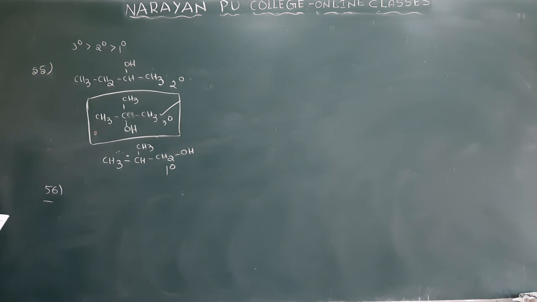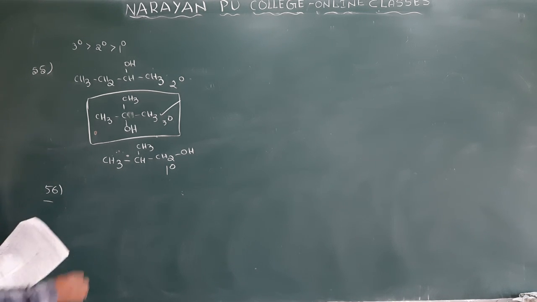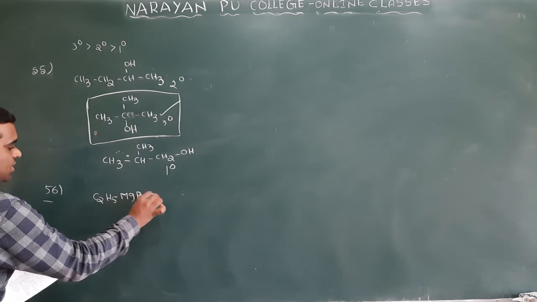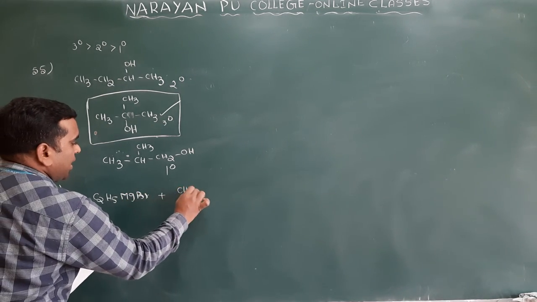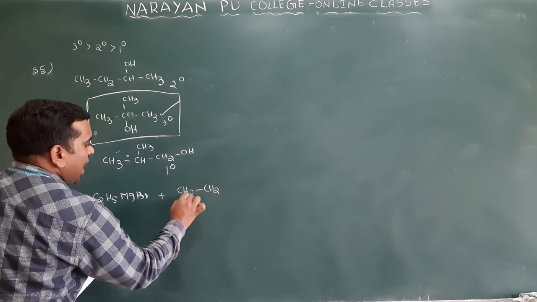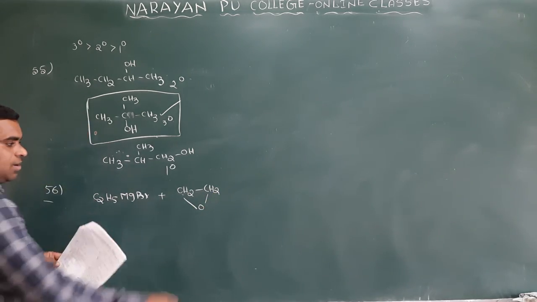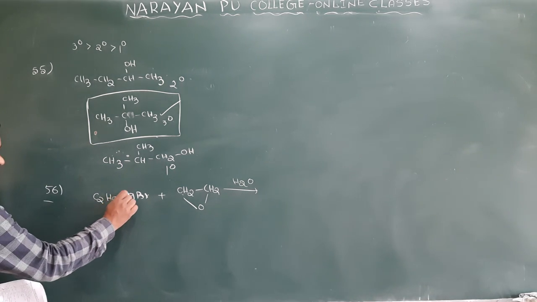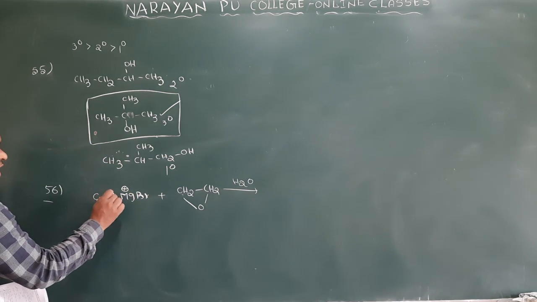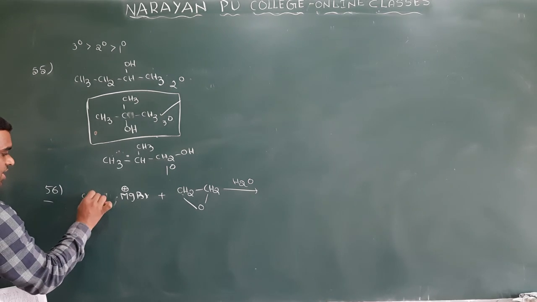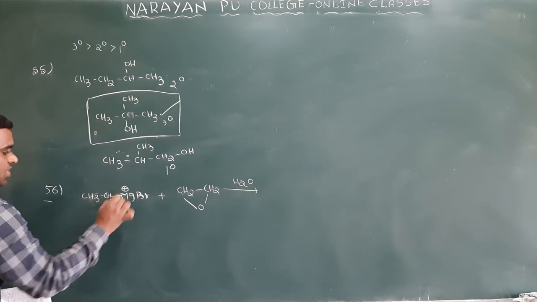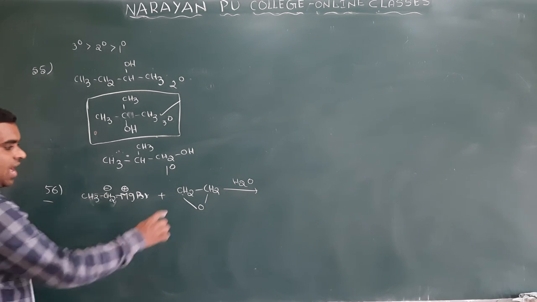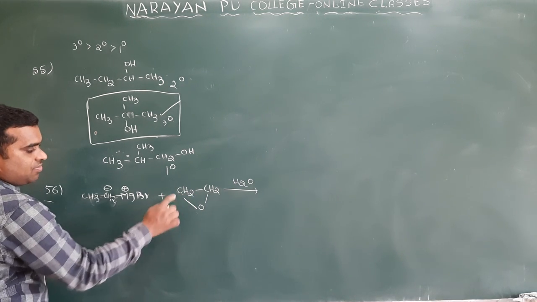Next one, 56. If you see the 56, what have they given over here? C2H5MgBr. Then what have they given? Epoxide, ethylene oxide, or we can say epoxide. Clear? Followed by hydrolysis. What compound will you get? In this case, it is a Grignard reagent. If I write like this, CH3 and CH2, if the bond breaks, in a Grignard reagent the alkyl group always carries the negative charge.